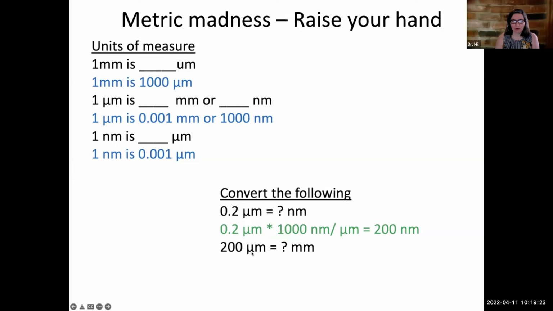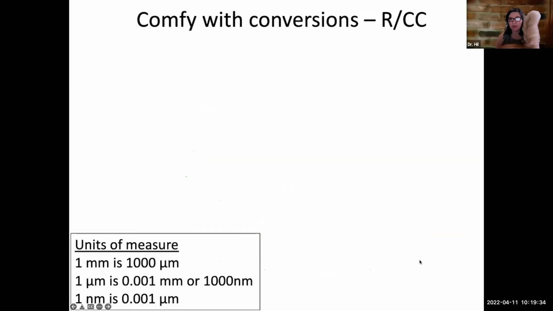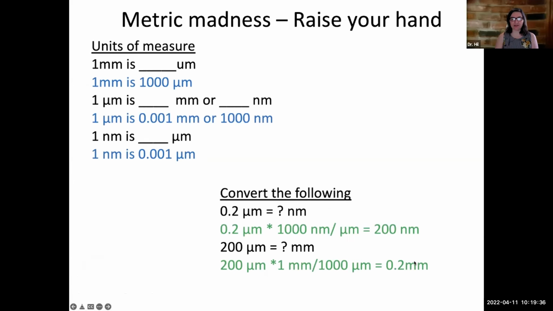Okay, so we're going from micrometers to millimeters. Millimeters are larger. We're going to have to divide by 1,000, right? Or we could just put this in. We could say, well, I know 1 millimeter is 1,000 micrometers. So, oh dear, my cat just caused a ruckus. So we get 0.2.